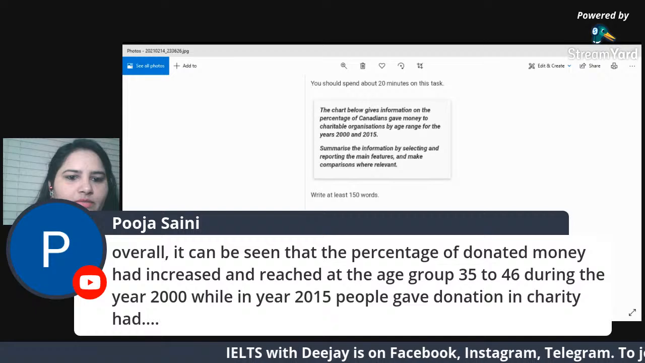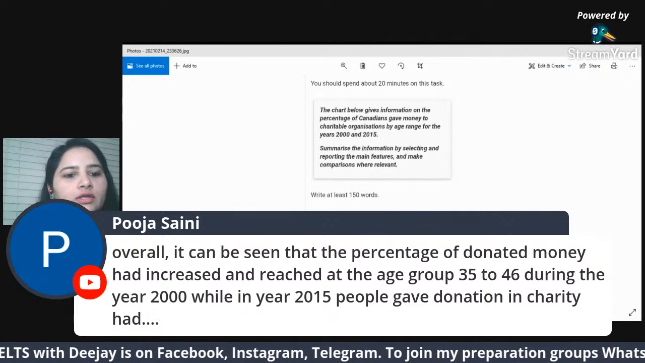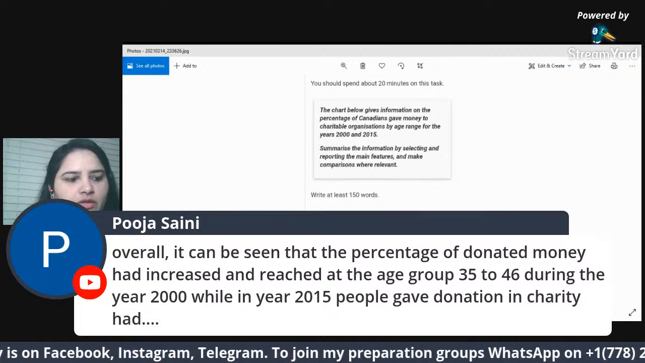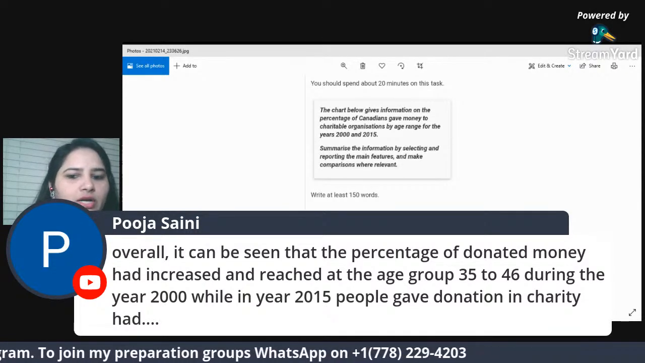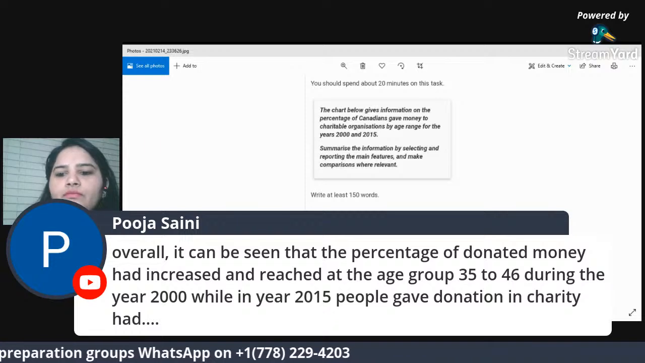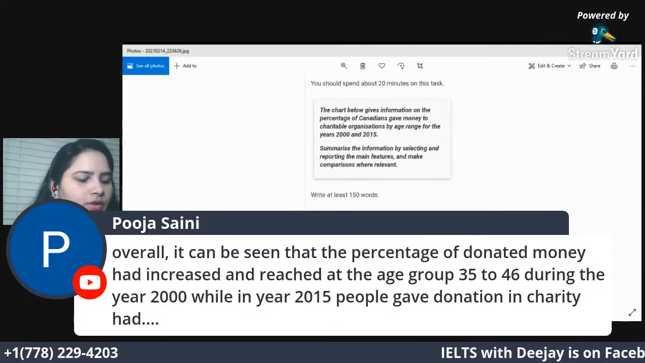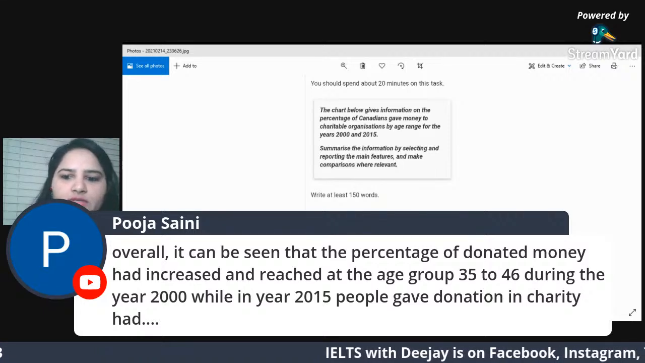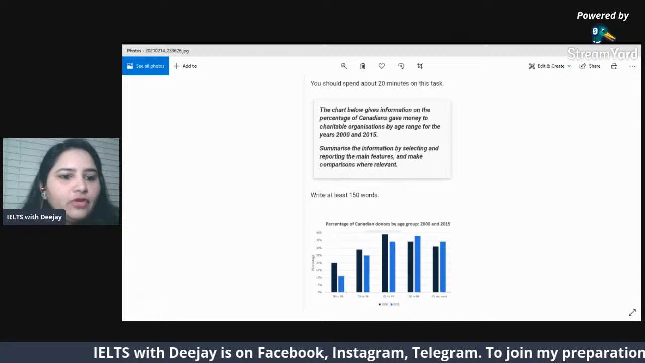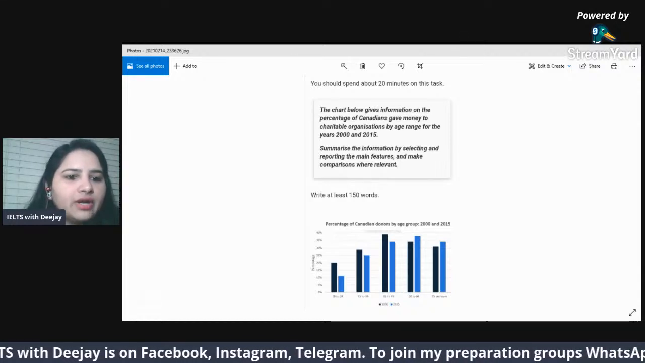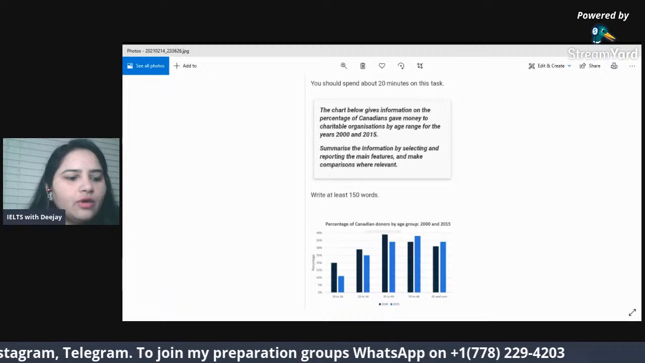Overall, it can be seen that the percentage of donated money had increased and reached the age group 35 to 46 during the year 2000, while in the year 2015, people gave donation in charity had dramatically increased. Okay, a good one. So yeah, this is how you have to write the overview, the main thing, the main feature, the main trend that you were able to see. This is what you have to do. Very good.